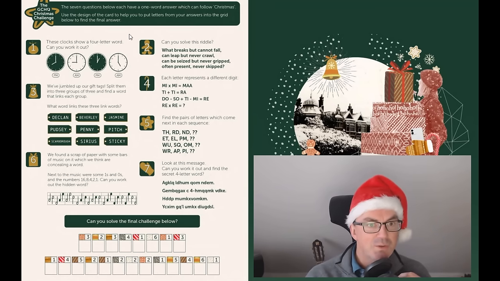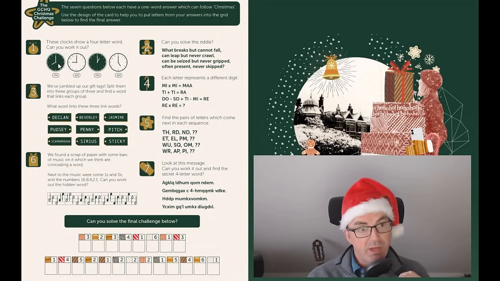One, these clocks show a four-letter word. Can you work it out? I don't know. Let's see. We've got PM, AM, PM, AM. So what are these in? That is 8 o'clock, which is 20 o'clock in PM, which now, that could be a T, because the 20th letter of the alphabet is T. What's this going to be? That's 9, the 9th letter of the alphabet.